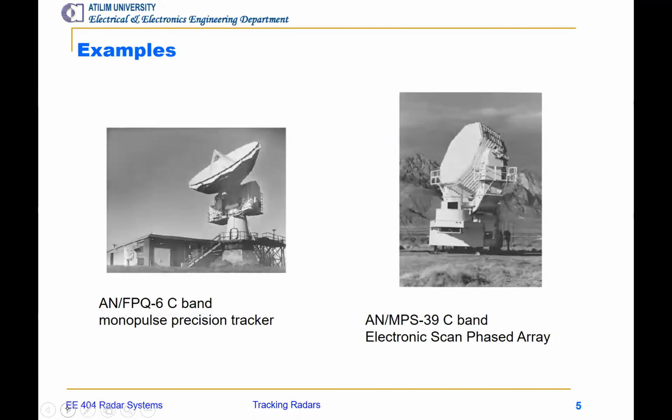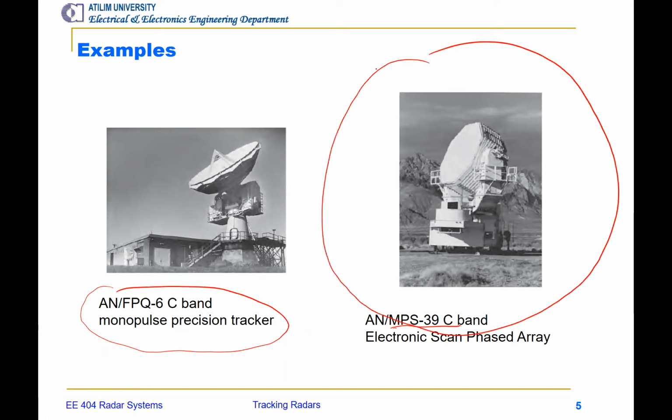Okay, here we see two examples. It is the system that I have talked about in previous slides. And this is an electronic scan phased array where beams are generated by phased arrays. It can track multiple targets and it provides high data rates. So this is one of the critical technologies that many of the countries couldn't have.